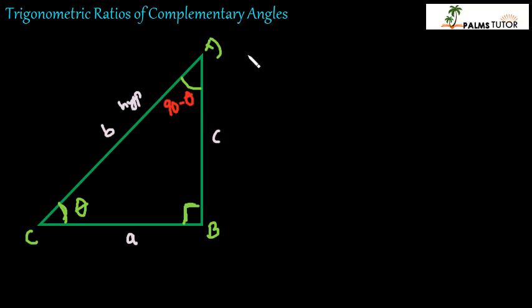So now, what is sine theta? Let's write out our mnemonic, SOHCAHTOA, for remembering sine, cosine, and tangent. Sine is opposite over hypotenuse. The side opposite this angle theta is the opposite in this case. So we have C over B. That's sine theta.